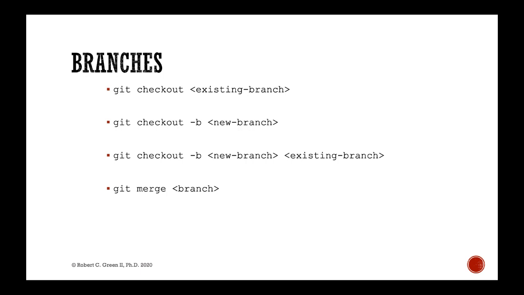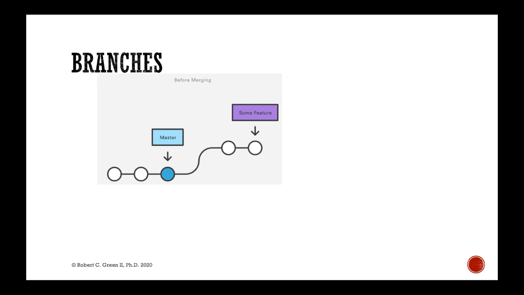So if I would say git merge a branch, it would merge it back into where I currently am. You can also do this with no fast forward. So we do have multiple types of merges that we will talk about at some point here. There are three-way merges, there are fast forward merges, and there are rebasing.